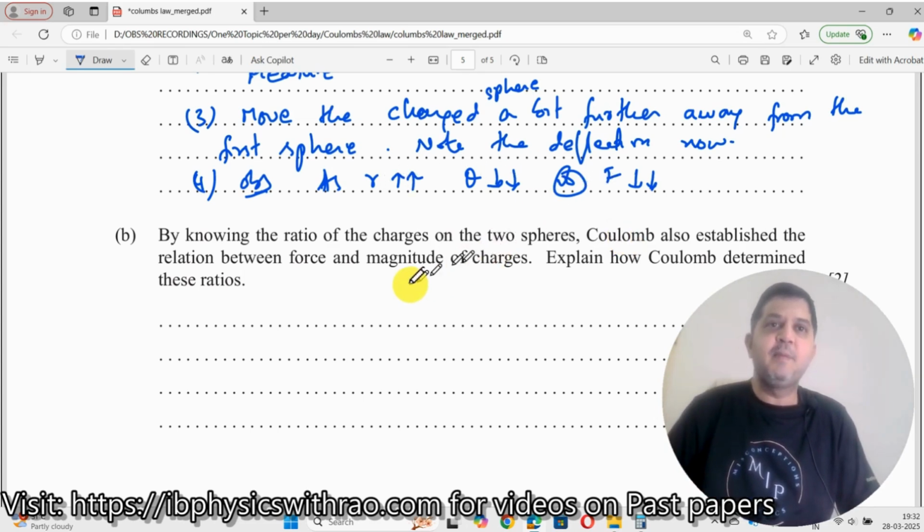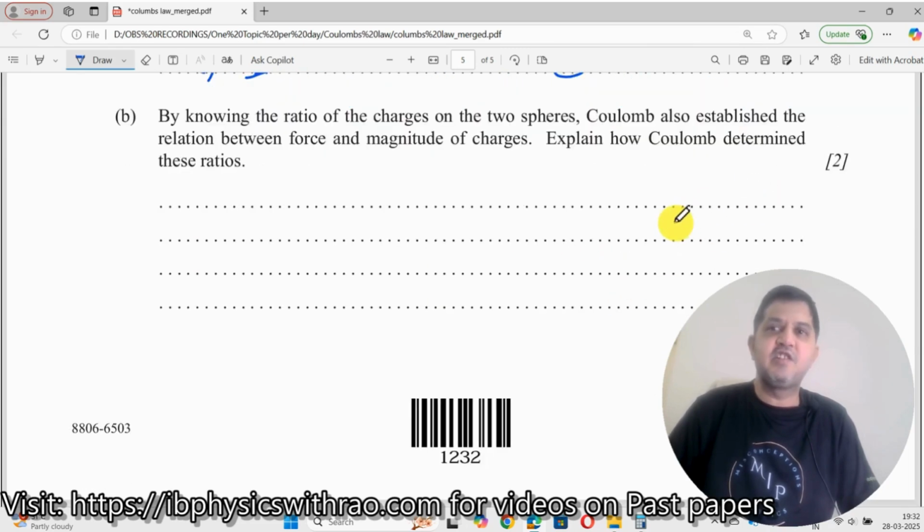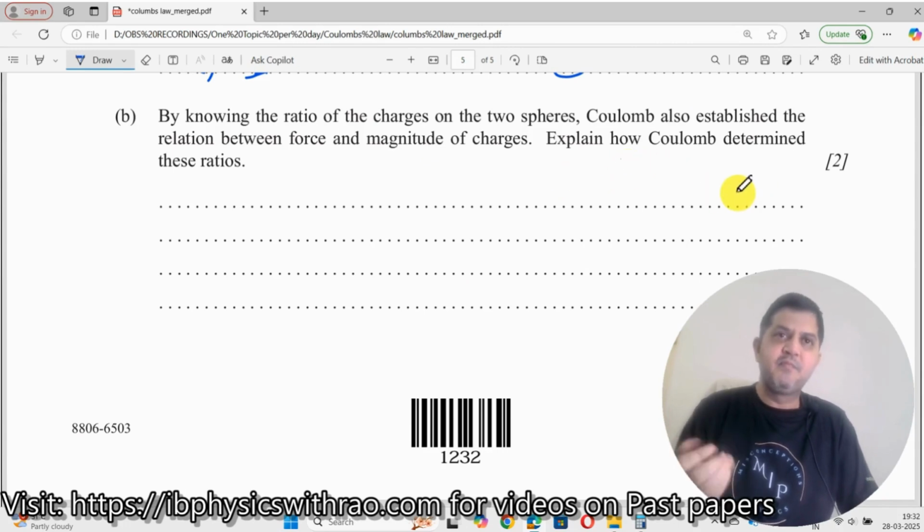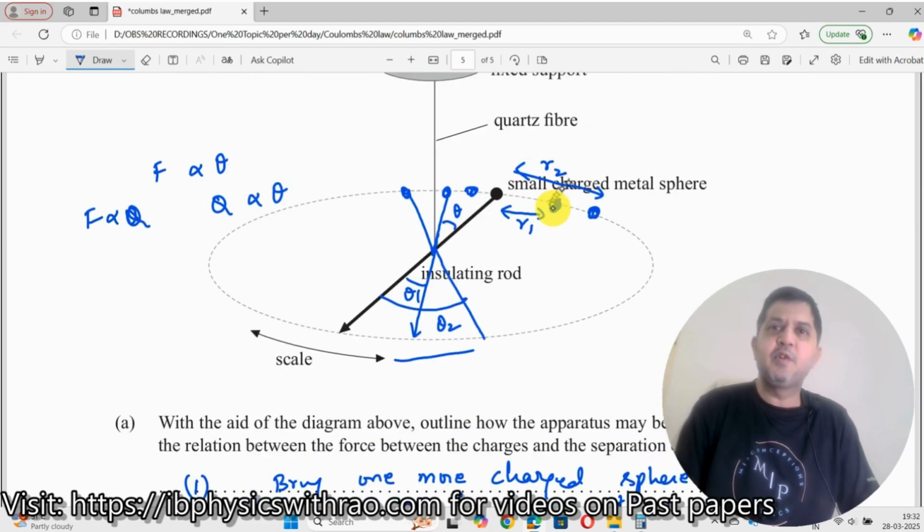Okay. Now, by knowing the ratio of the two charges on the two spheres, Coulomb also established the relationship between force and the magnitude of charges. Explain how Coulomb determines the ratio. Simple question. So, what you do is, you put one charge.